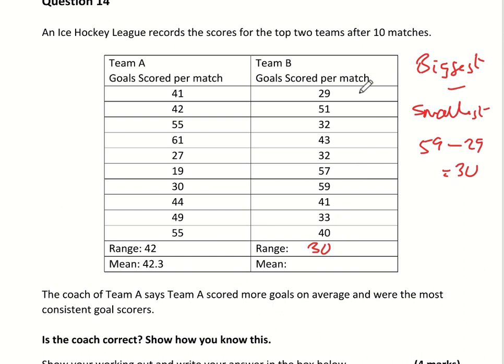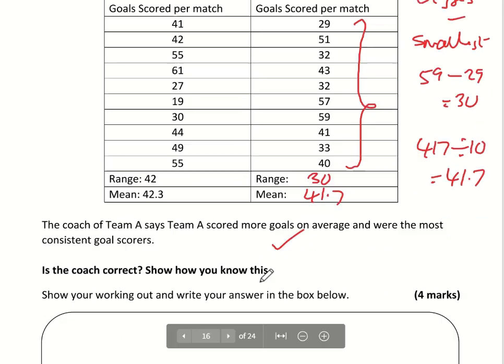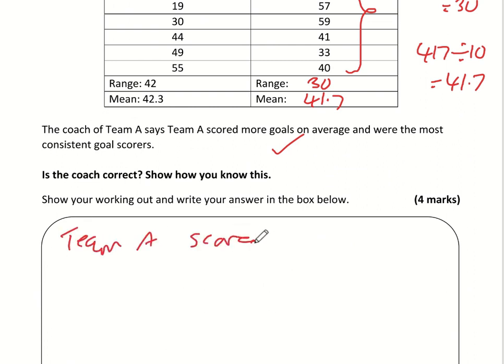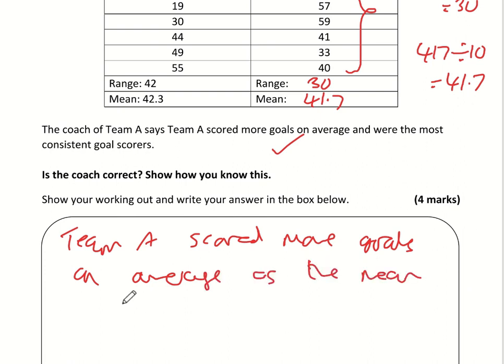For the mean, we just need to add up all of these values and divide by 10, because there are 10 values. That adds up to 417. 417 divided by 10 is 41.7. The coach of Team A says Team A scored more goals on average. Okay, that's correct. So we can say Team A scored more goals on average as the mean was higher.